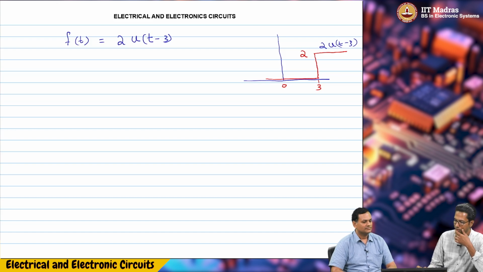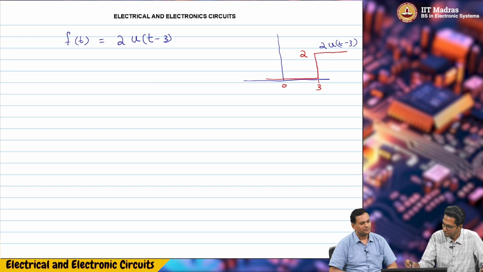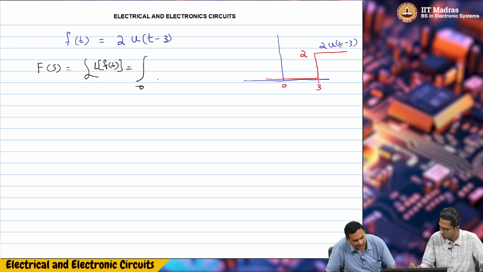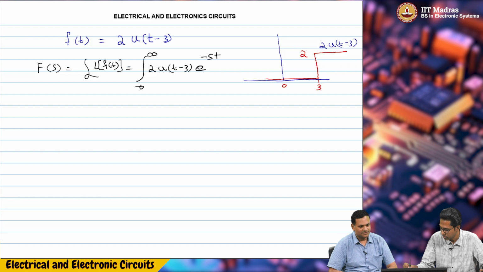This we may be able to write directly from experience. Correct, but we will go step by step. So we want F of s, which is the Laplace transform of f of t. We need to integrate from 0 minus to infinity 2 u of t minus 3, then multiply by e power minus st, and dt.